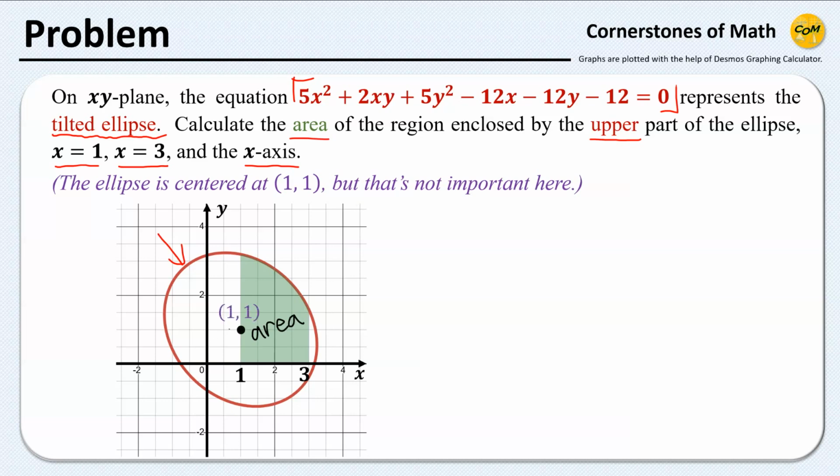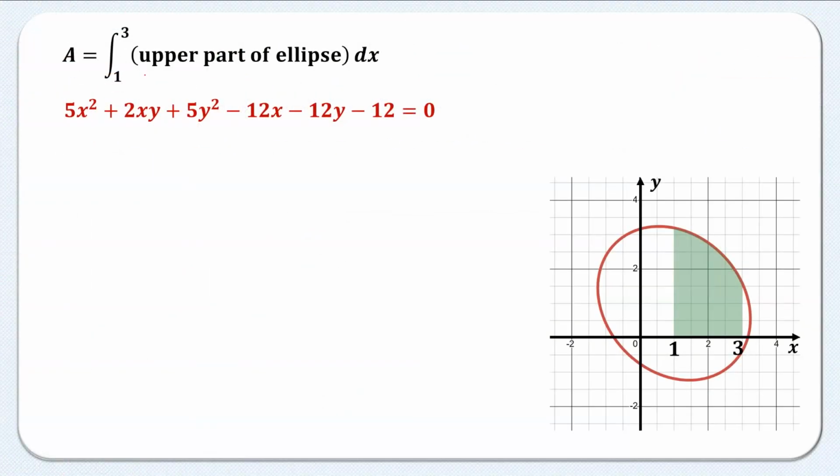Also, this is the ellipse which is centered at (1, 1), but we don't really need that knowledge when calculating the area, so let's just move on. As you may all know, the area can be calculated by integrating the upper part of the ellipse from x equals 1 to x equals 3. So from this equation of the ellipse given in the implicit form, let's solve for y to obtain the upper part of the ellipse. So first, we rearrange in descending order of y.